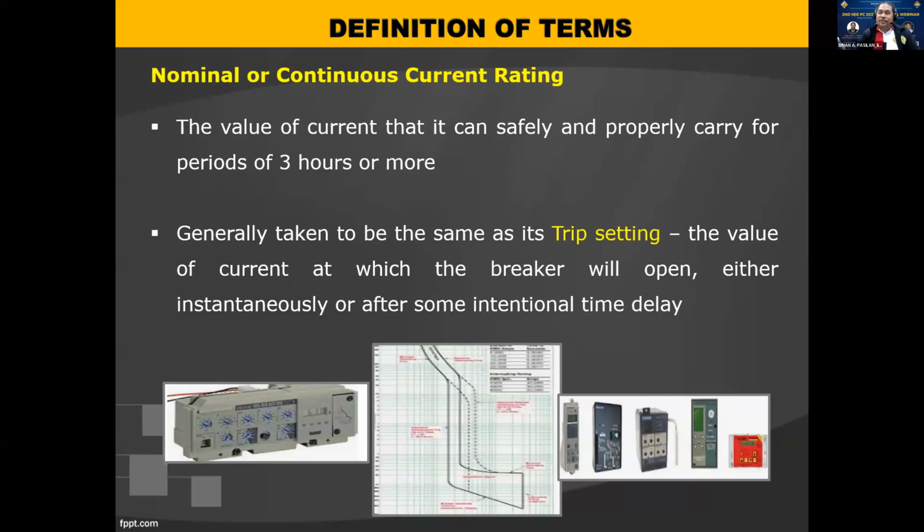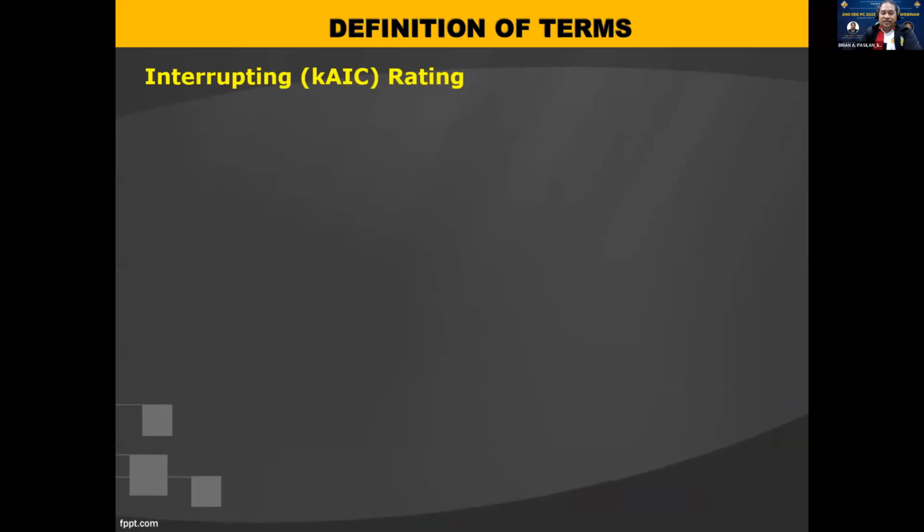Kung meron tayong electronic trip units or adjustable trip unit na circuit breaker, sometimes yung nominal rating is considered also as the trip setting, no? If meron tayong adjustable trip unit na circuit breakers ng mga solid state, no? So it can be also known as the trip setting. If wala tayo dyan, then yung rating talaga ng makita natin sa mga MCCB at MCBs, no?